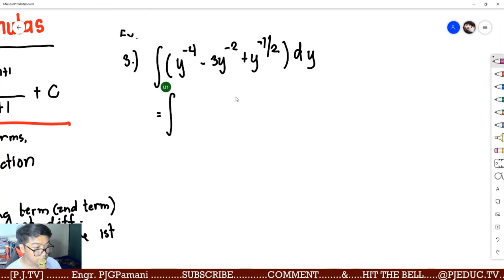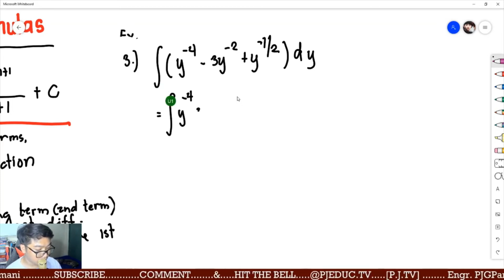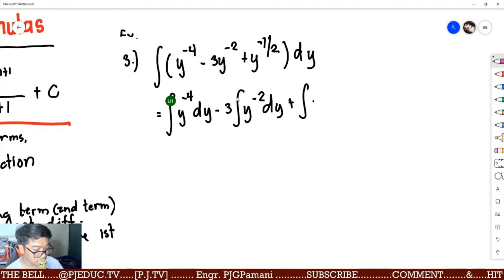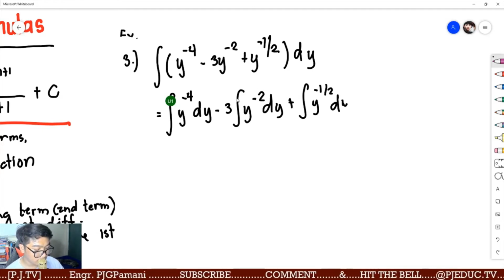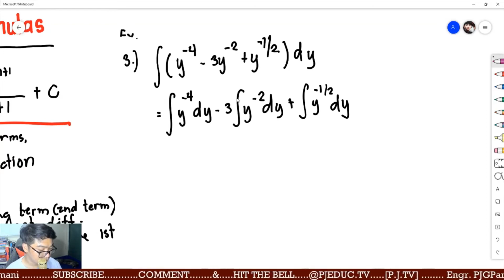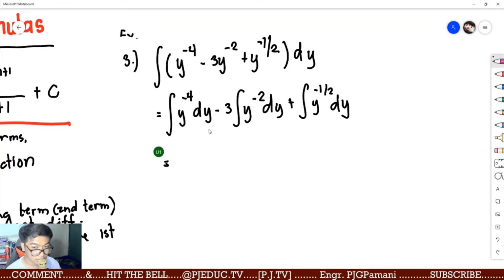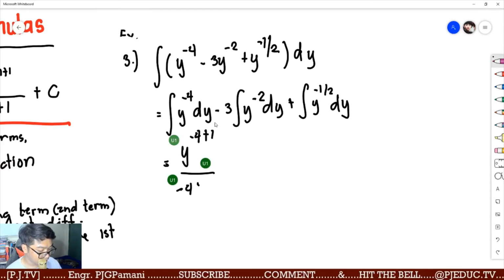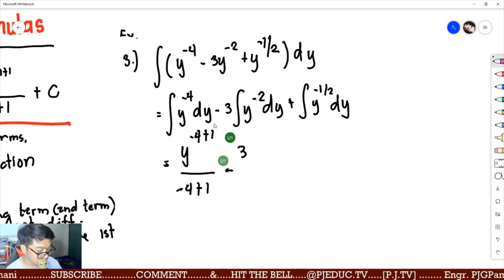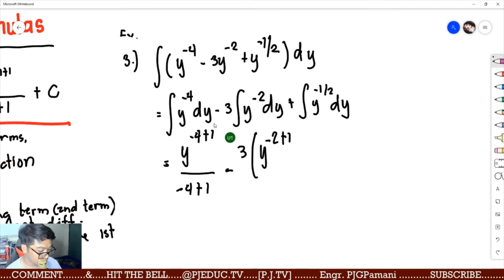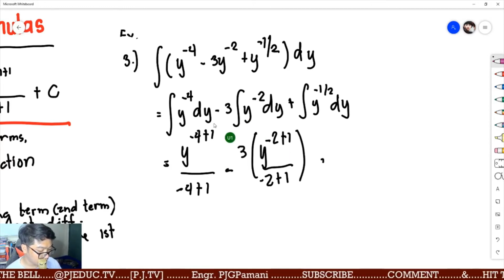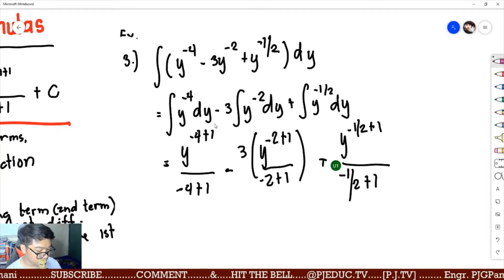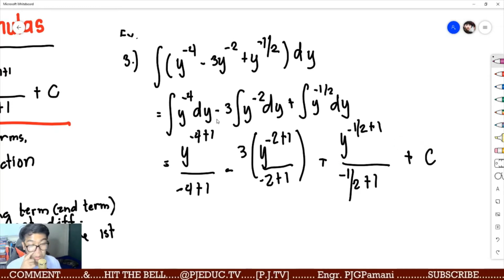Introduce an integral sign to each function: integral of y raised to the 4th dy minus 3 y raised to negative 2 dy plus integral of y raised to negative 1/2 dy. Simplify or integrate. We'll have y raised to negative 4 plus 1 over negative 4 plus 1, minus 3 times y raised to negative 2 plus 1 over negative 2 plus 1, plus y raised to negative 1/2 plus 1 over negative 1/2 plus 1. Then plus your integration constant.